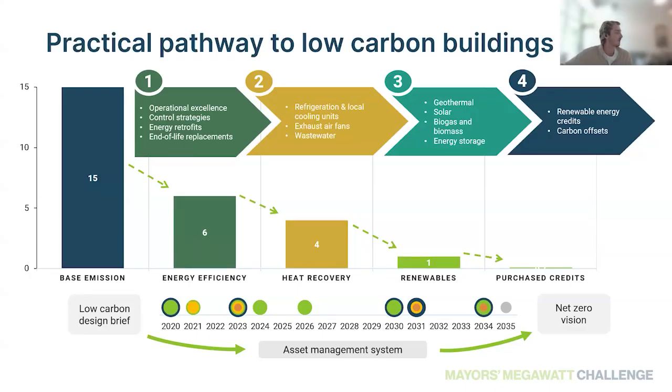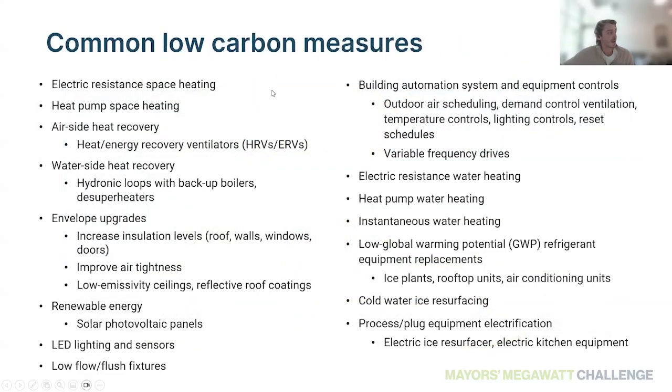And let me just find the button to skip slides here. Perfect. So this is a non-exhaustive list of typical low carbon measures that we've seen looking at the municipal portfolio of buildings. Again, it's non-exhaustive, but we can see some common measures. So eliminating fossil fuels, moving to electric resistance space heating. To be more efficient than that, we can go with the heat pump technology for space heating. We mentioned heat recovery, so that's heat or energy recovery ventilators on the air side.